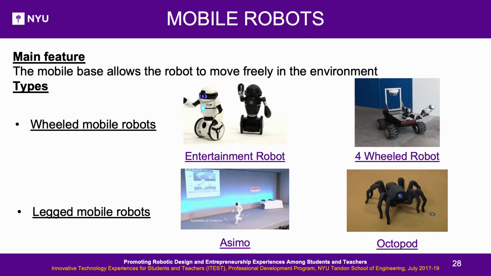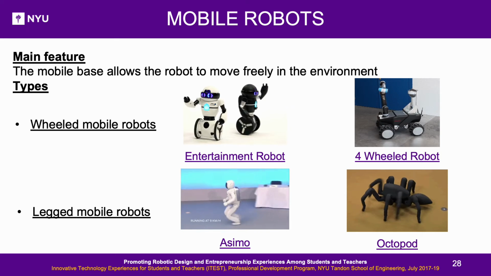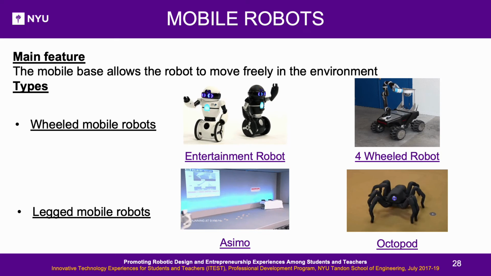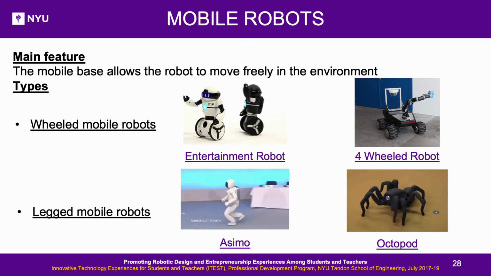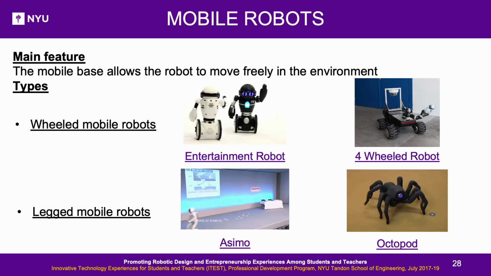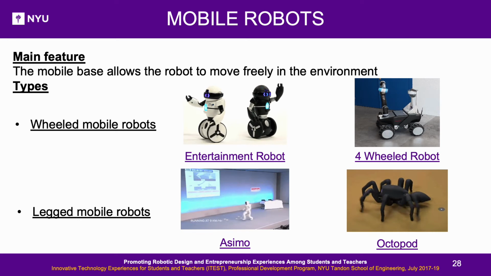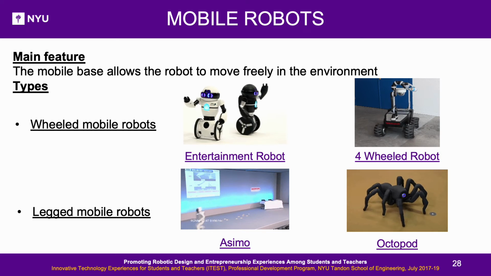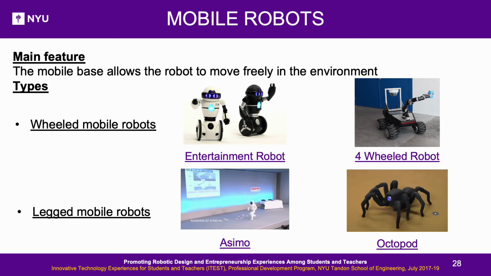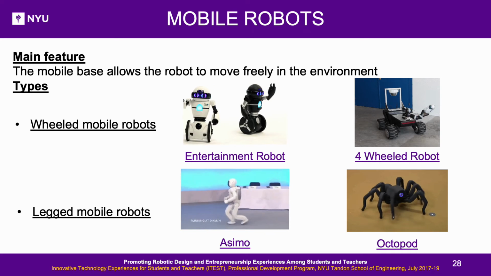Wheeled mobile robots have applications ranging from home robots such as Roomba for cleaning floors to space exploration robots such as Mars rover. Legged mobile robots mimic living organisms in structures. A humanoid robot such as Sophia can walk and talk like humans. Other robots like hexapods and octopods are inspired by insects.